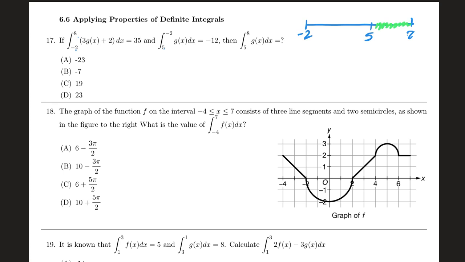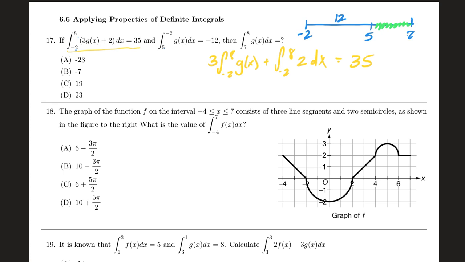We know from 5 to -2, going backwards, is -12, so going forwards it's going to be +12. So this area is +12. And then we can work backwards from this to figure out what the green area is. The first thing is, if there are constant multiples, we can pull that out, so that 3 can come out. And then we can separate integrals over addition signs.